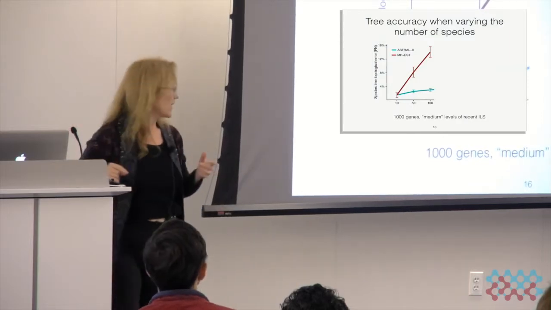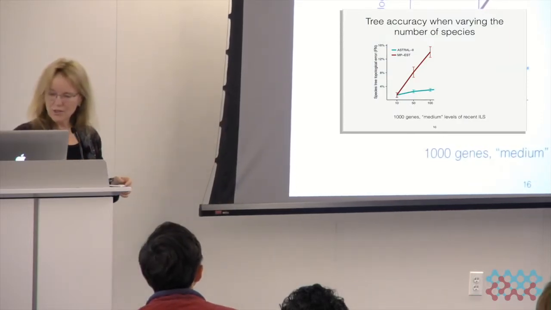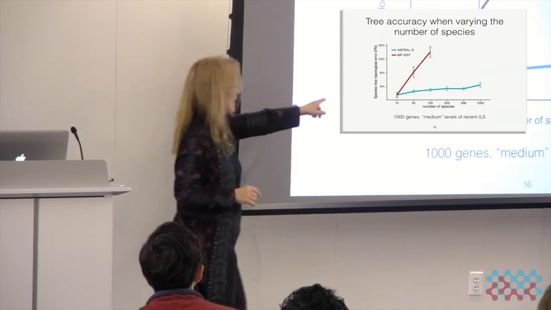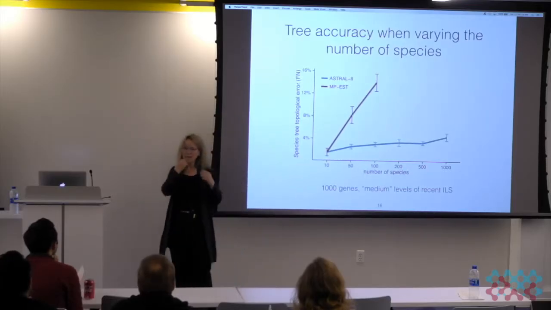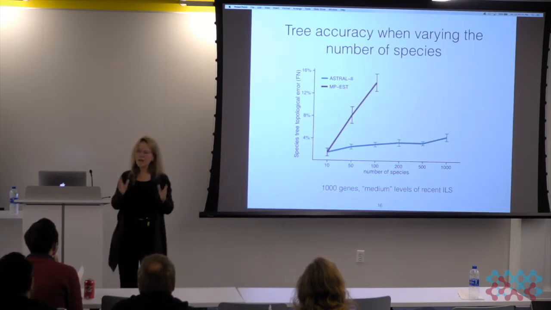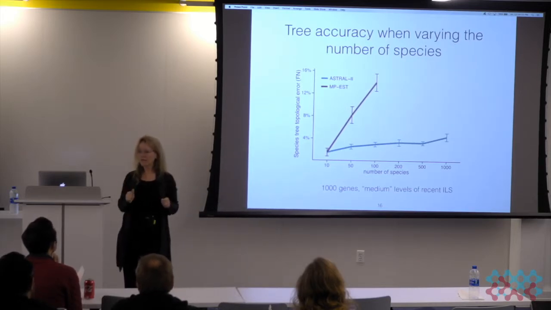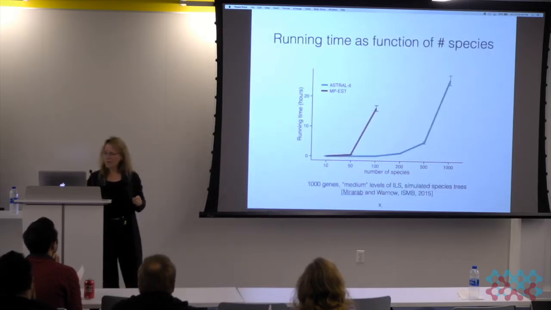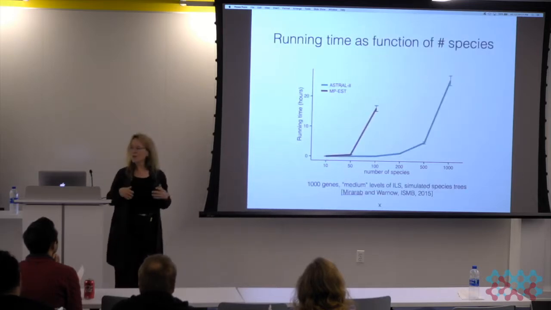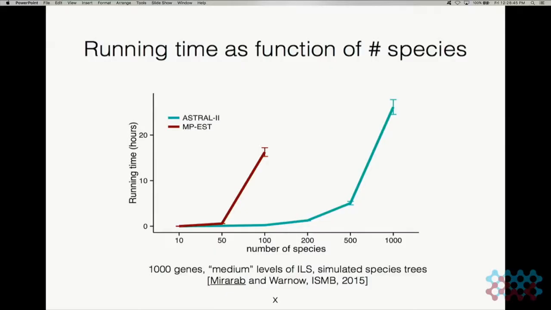1,000 genes and up to 100 species, but you can go up to 1,000, and Astral continues to have low errors, gradually going up. So Astral has a really good non-parametric approach to species tree estimation, which allows it to be highly accurate. And what's more important, or equally important, is the running time. Although it goes up, it can still analyze really large data sets.